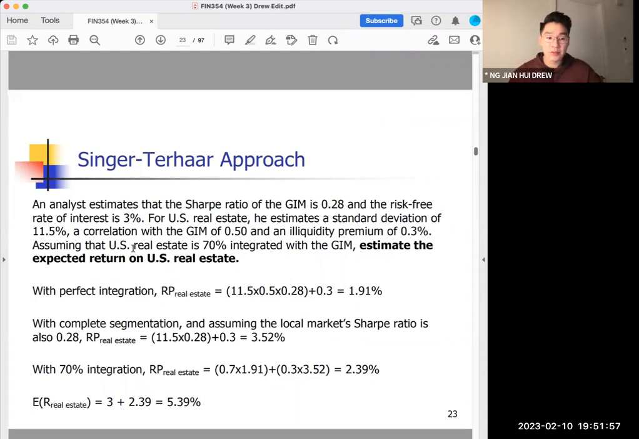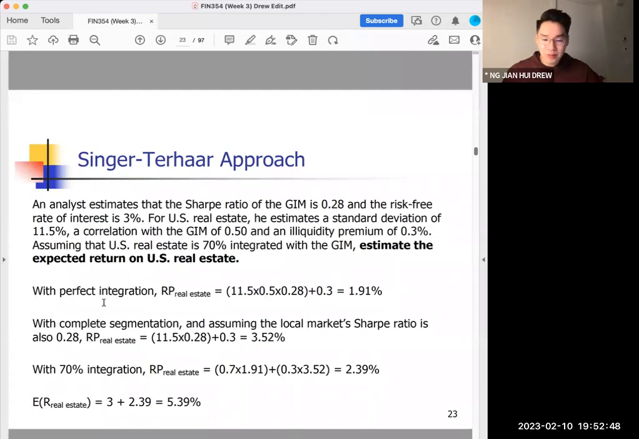Assuming that the US real estate is 70% integrated, so now we know that it's not completely integrated, and we know that it's not completely segmented, right? So it's 70% with GYM, which is the other market, where the stock is. Estimate the expected return on the US real estate. So how do we tackle this? We know that there are two extremes: you are completely integrated or completely segmented. So let's calculate those two extremes, and because it's 70%, we just take 70% of one component and 30% of the other one, and we get the rough estimate. That's the strategy.